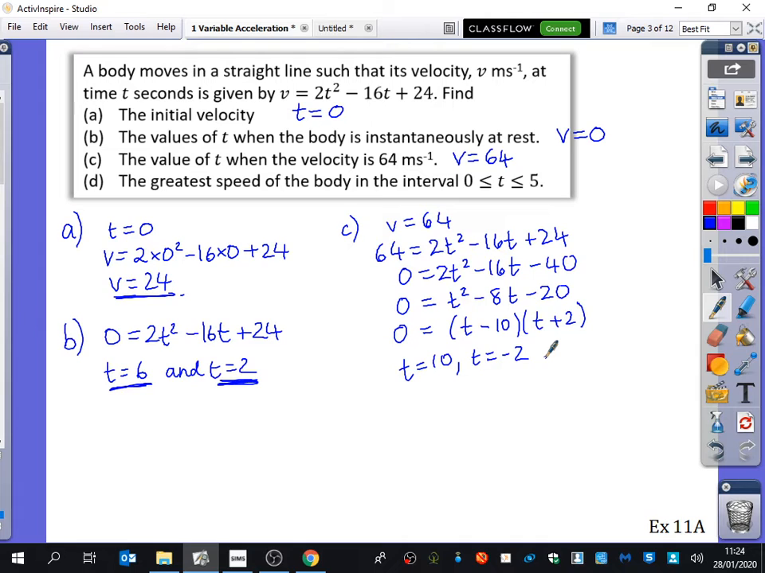Do both of those values for t make sense? I don't think the minus 2 makes that much sense. Although we could interpret it as if it was continuing on that journey in the past, that's when it would have been 2 seconds ago. But generally, we want to take t as being greater than 0. So I think it probably makes sense to just say that t is equal to 10 that we've got here, right?